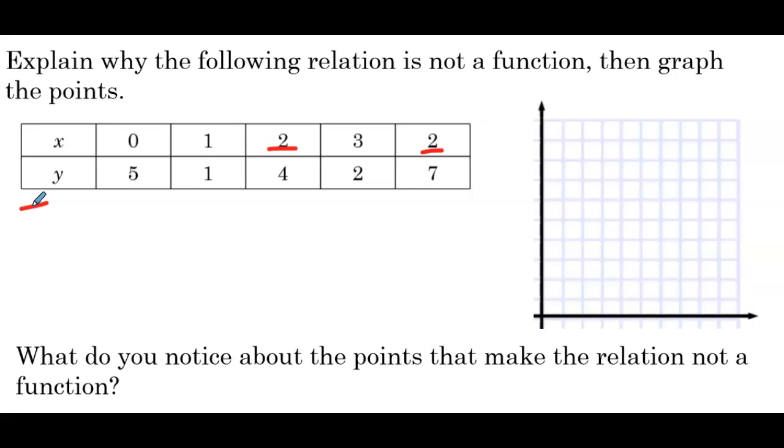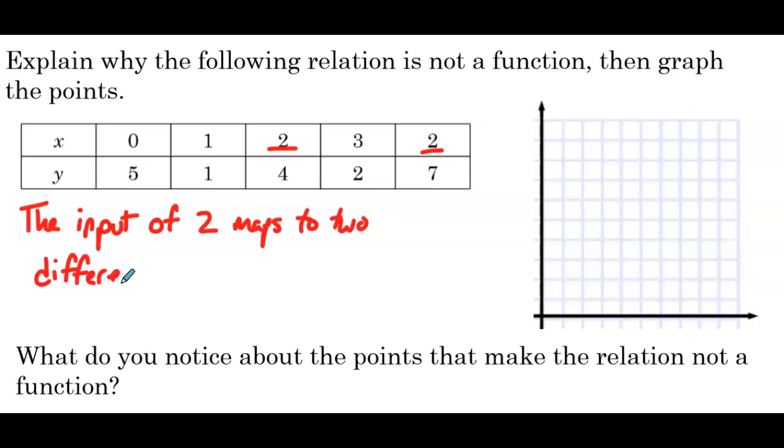So explanation: the input of 2 maps to 2 different outputs. And I'll write them in parentheses, 4 and 7. So now they want us to graph the points. So (0, 5), (1, 1), (2, 4), (3, 2), and (2, 7).